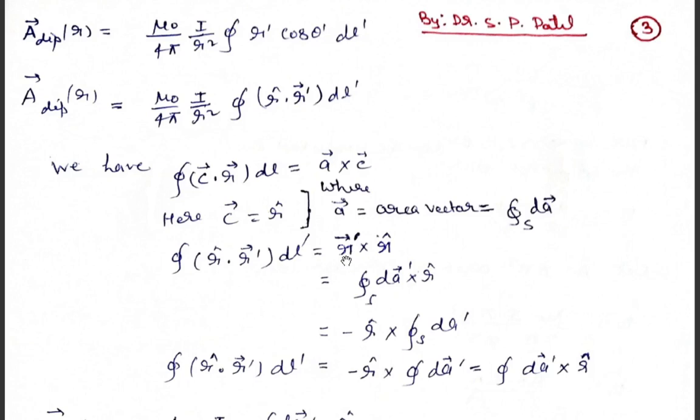So we can write A cross C. Here A will be equal to r prime. Okay, so that is r prime vector cross product with r unit vector. So that is C vector. So C vector is r unit vector, and this vector r vector is replaced by this r prime vector. Okay. So that is r prime vector cross product r unit vector.